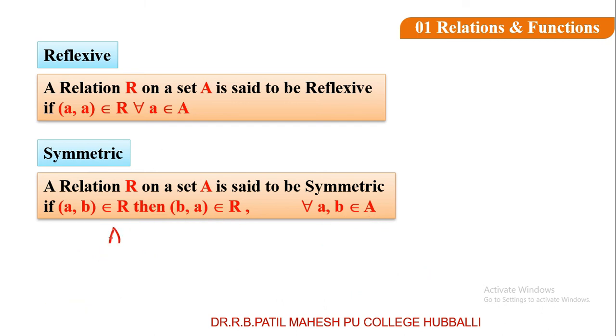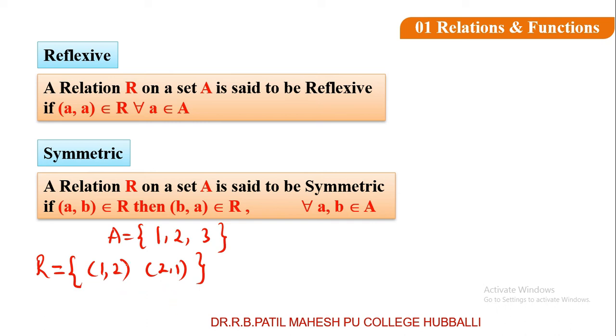Set A without set, no relation. That's why I am taking a set A consisting of 1, 2, 3 and a simple relation R consisting of the ordered pairs (1, 2), (2, 1). I will close it. This is a relation on a set A. Check whether it is symmetric or not.